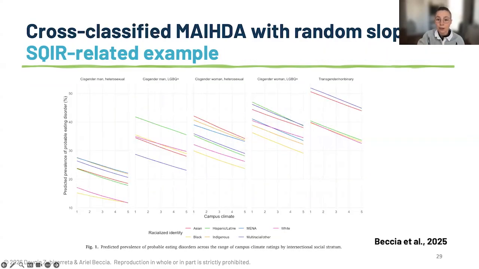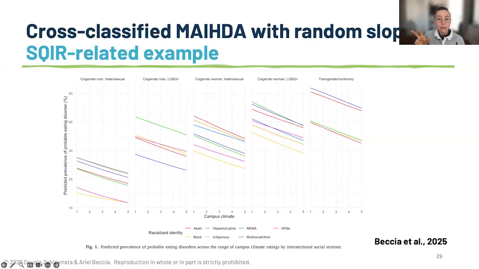Okay, so in this study led by Ariel, our goal is to estimate how the association between campus climate and eating disorders varies across intersectional social strata jointly defined by gender, sexual, and racialized identity. So to do so, we are using this multi-level modeling approach where we included random intercepts for the intersectional strata that were jointly defined by those social identity variables, and then also random intercepts for college campuses because the students were nested in college campuses. And then we included random slopes for campus climate and allowed it to vary across intersectional strata.